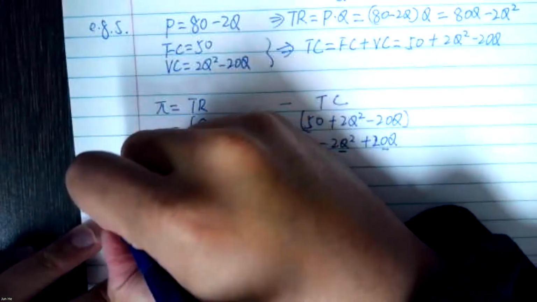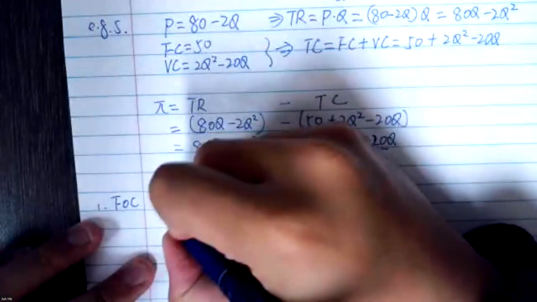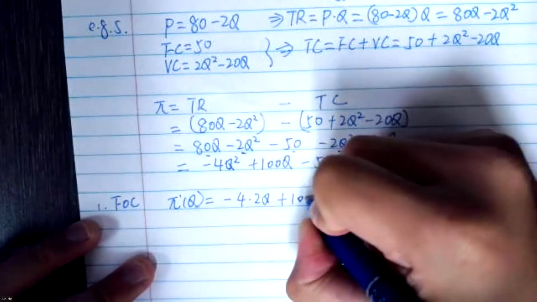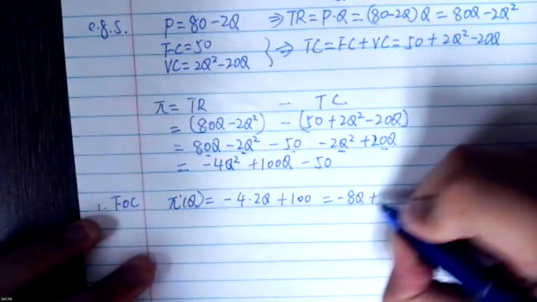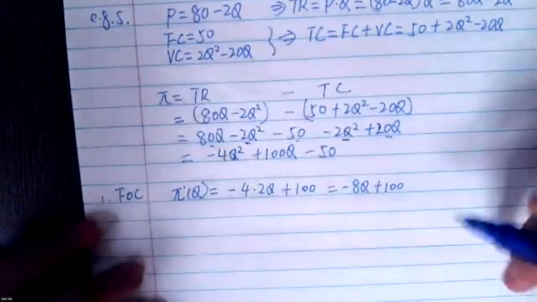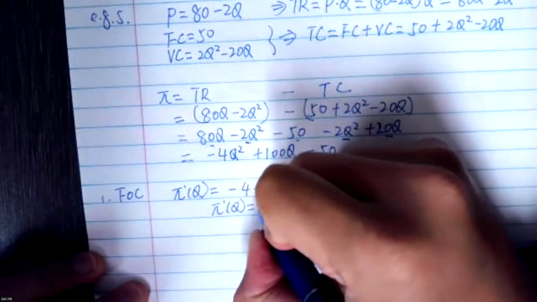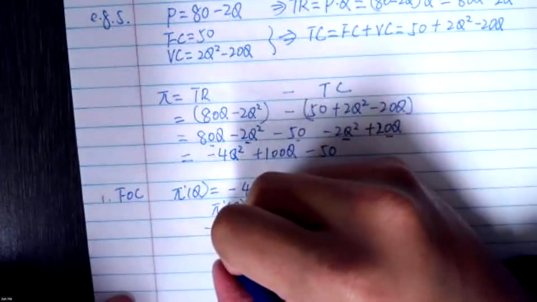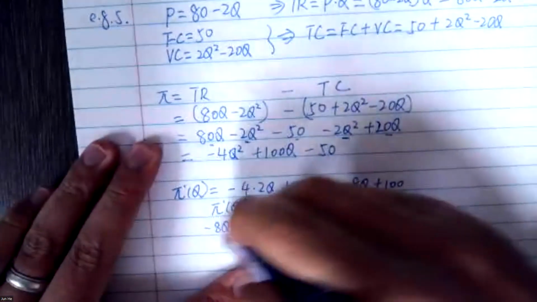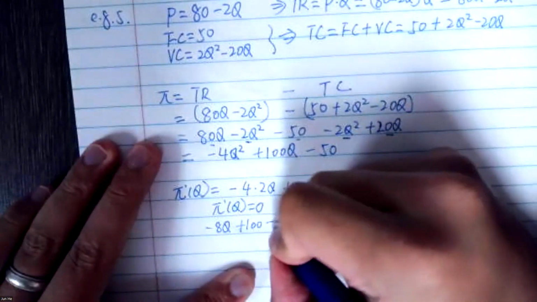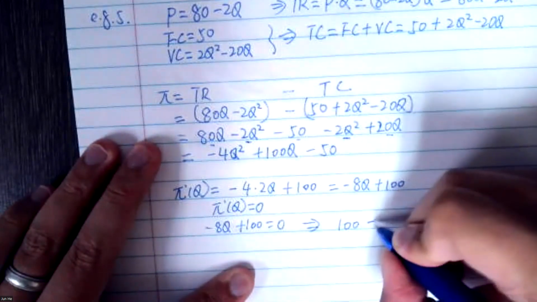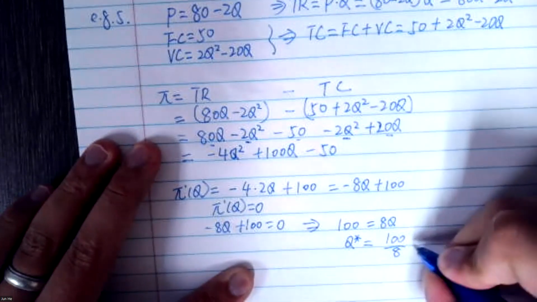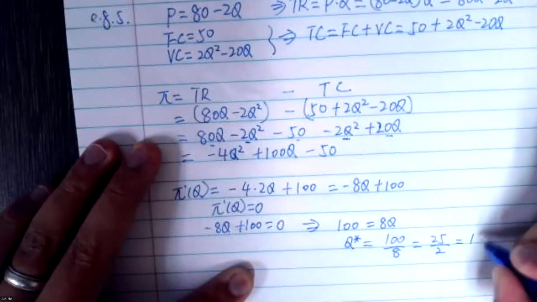So let's do the first order condition. Step 1. Pi prime Q equals minus 4 times 2Q plus 100, which is minus 8Q plus 100. Here we want to solve for the solution of this equation. So minus 8Q plus 100 equals 0. So 100 equals 8Q. Q star equals 100 over 8, which is 25 over 2, 12.5.